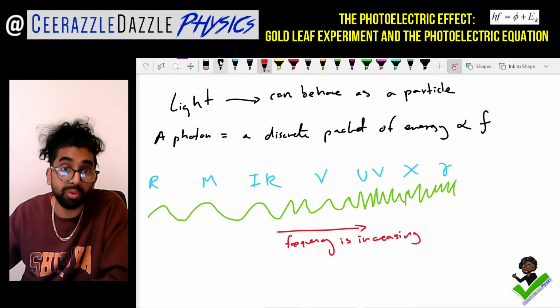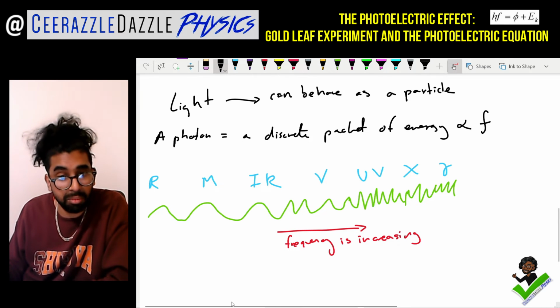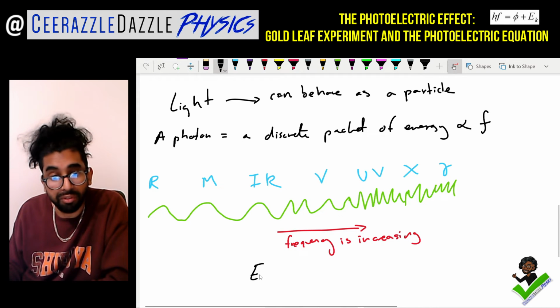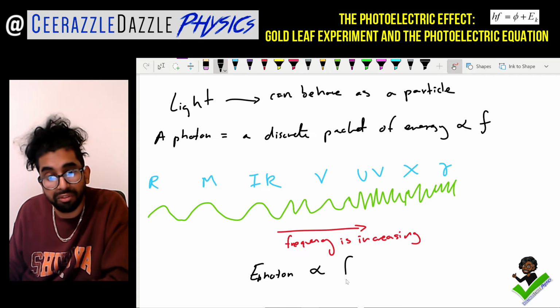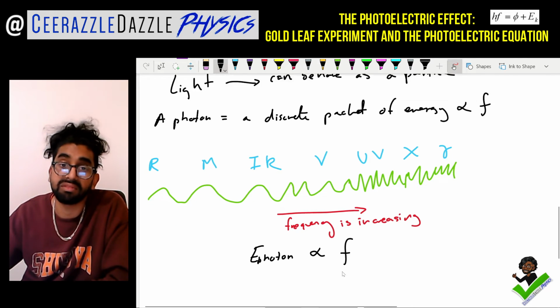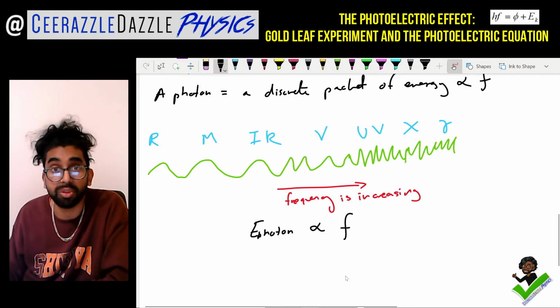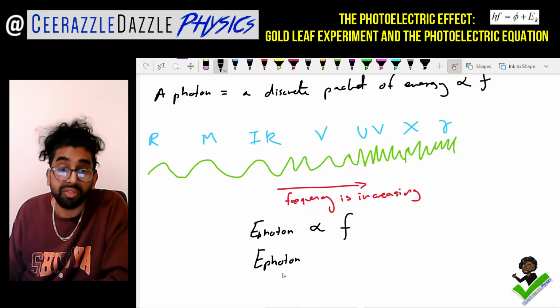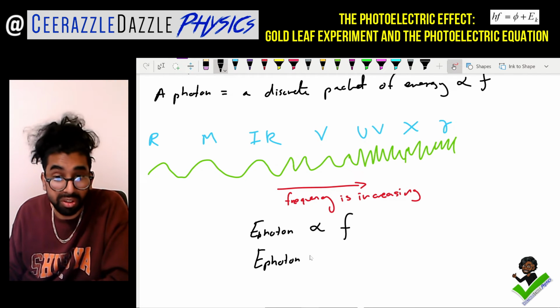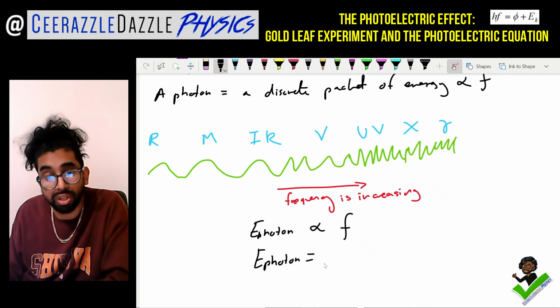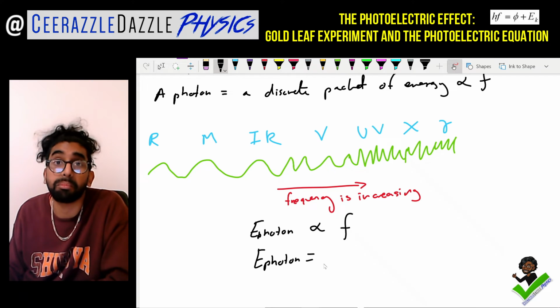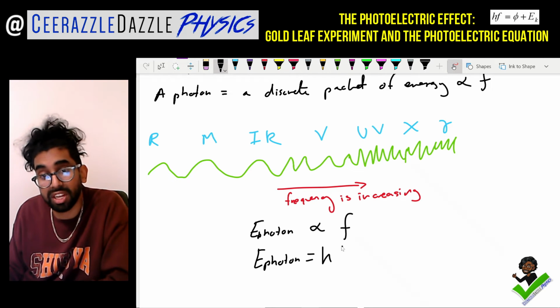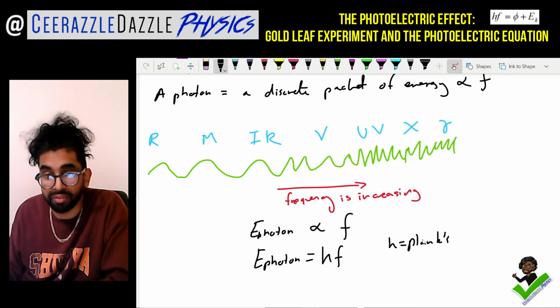So we can relate them all together now. We're going to put down the next statement: the energy of a photon is proportional to the frequency of the light. Then we're going to relate it to a constant. So E photon is equal to a constant, known as Planck's constant, h, times f, where h stands for Planck's constant.